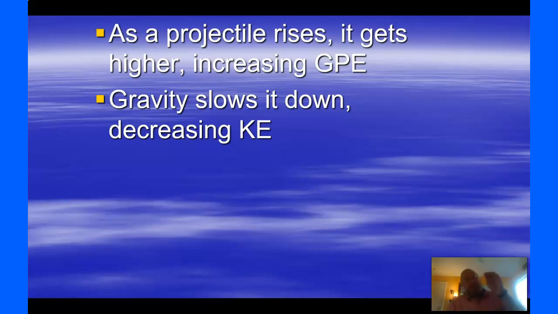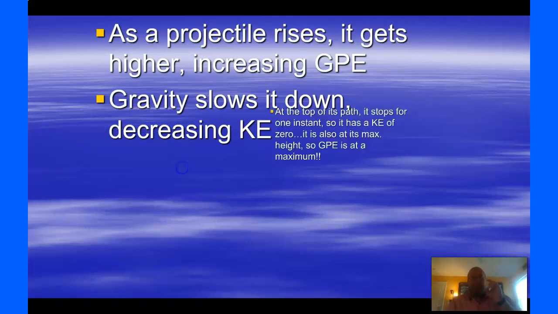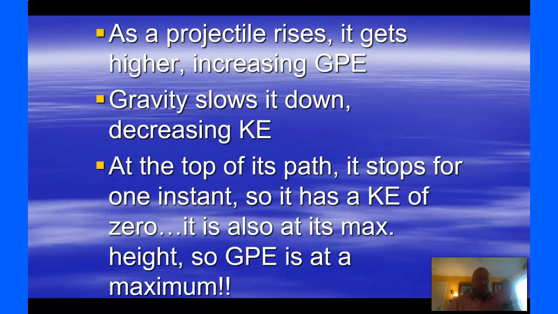It reaches some high point where gravitational potential energy is maxed out. Kinetic energy is 0. It actually stops rising or falling. All right. Then it starts falling again. At the top of that path, it stops for one instant, so KE is 0. This also has maximum height, so GPE is at a max. I just said that.